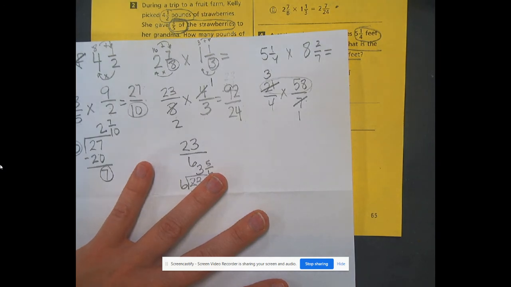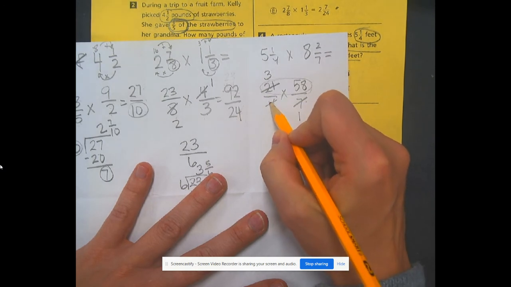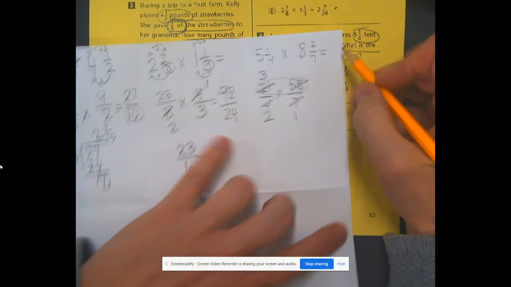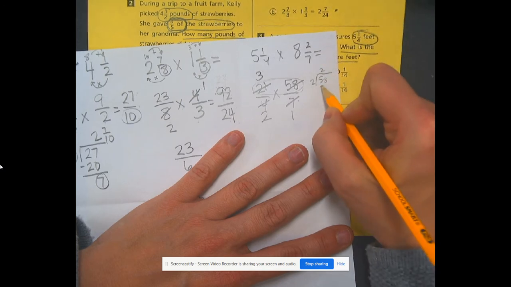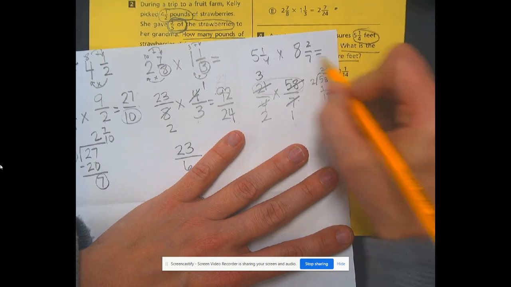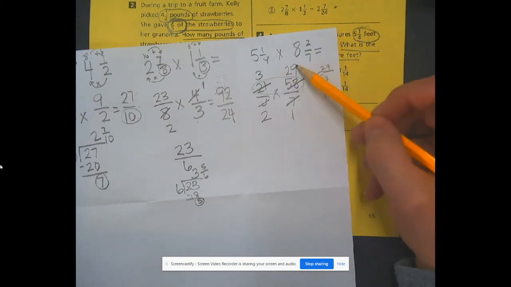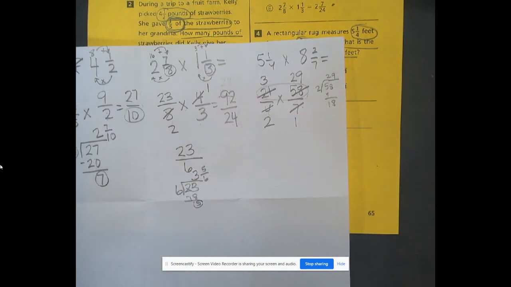Ooh, they're both even. So they both can be divided by what? 2. 4 divided by 2 is 2. 58 divided by 2. Well, if I don't know that, I can hurry and do this, right? 58 divided by 2 is 29. Now, has that made it a little easier? Okay, what are we going to do? 3 times 29 and 2 times 1. Go.